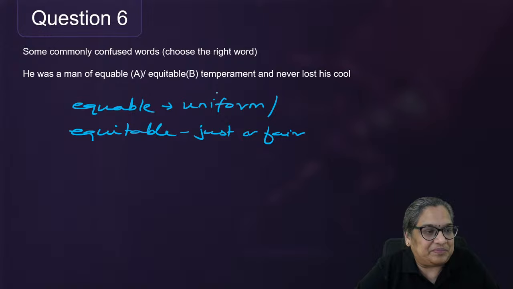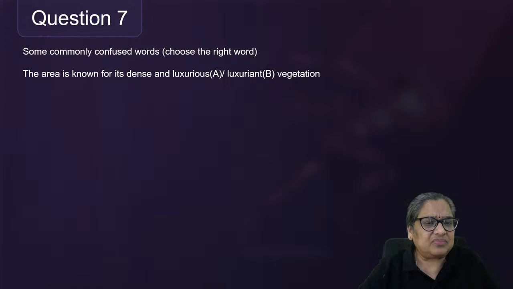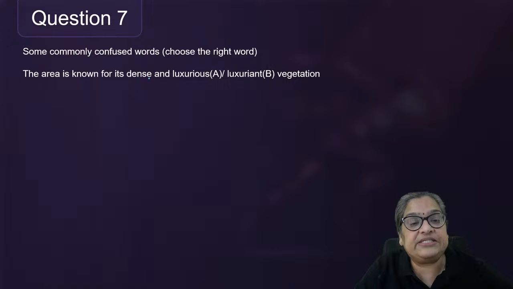Never loses his cool. Never loses his temper. So he is a man of equable temperament. All right? Okay. Question 7. The area is known for its dense and luxurious or luxuriant vegetation. What is the word? Perfect.